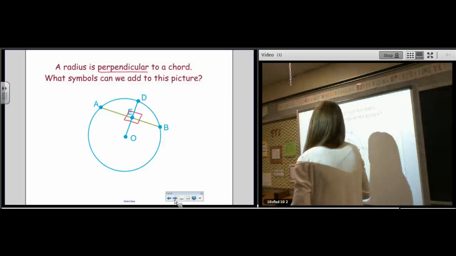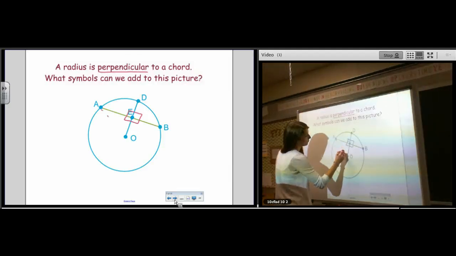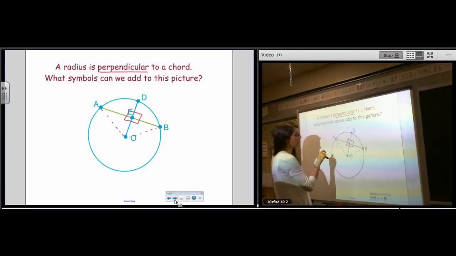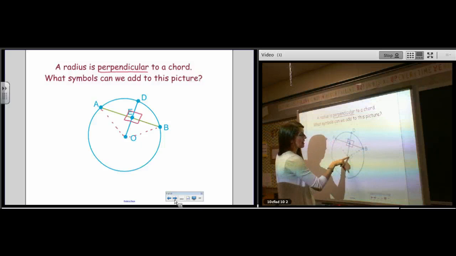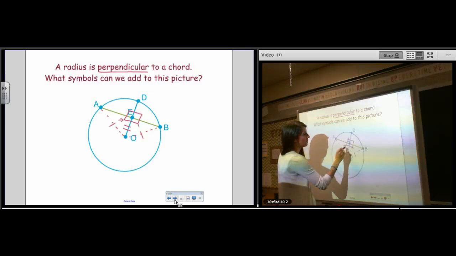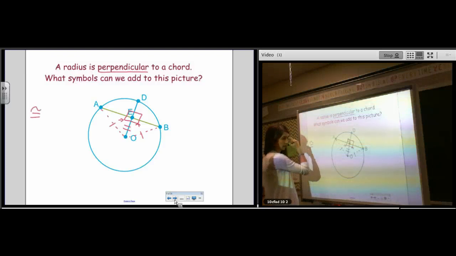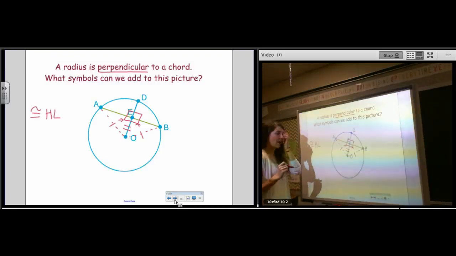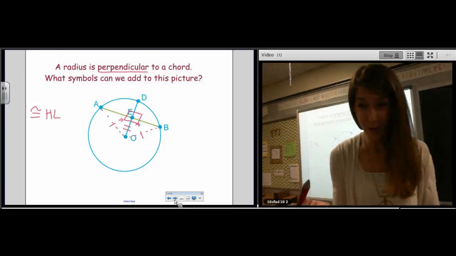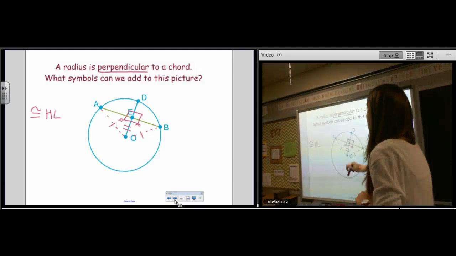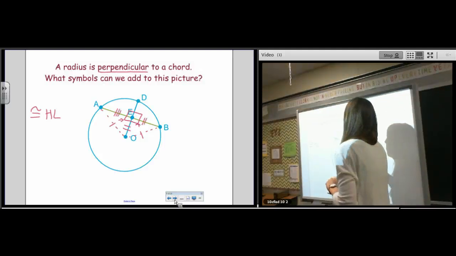We could start to draw some things if we wanted to, like, we could draw that. And if we're looking at those two triangles, AO is a radius, and OB is a radius, so they would have to be the same length. And then this is a shared side, and then that's a right angle. So those two triangles would be congruent by hypotenuse leg. And if those two triangles are congruent, then by CPCTC, all of the corresponding parts are congruent. So then that would be congruent to that.